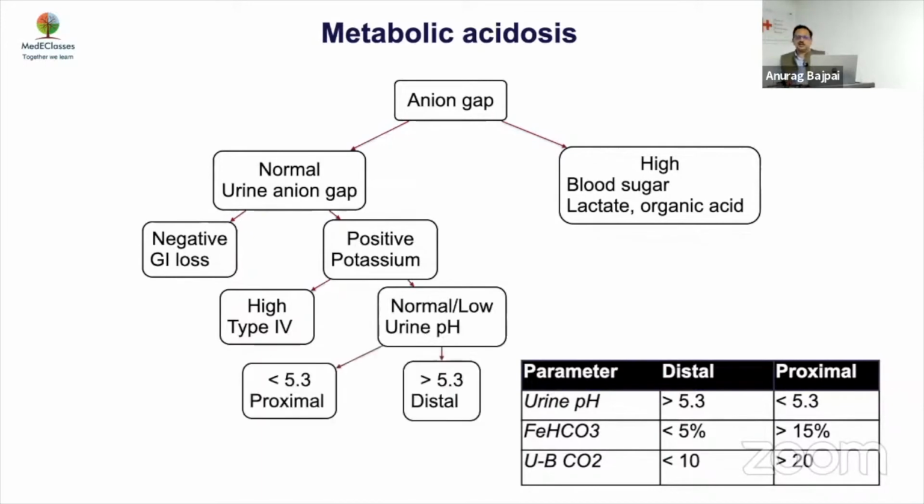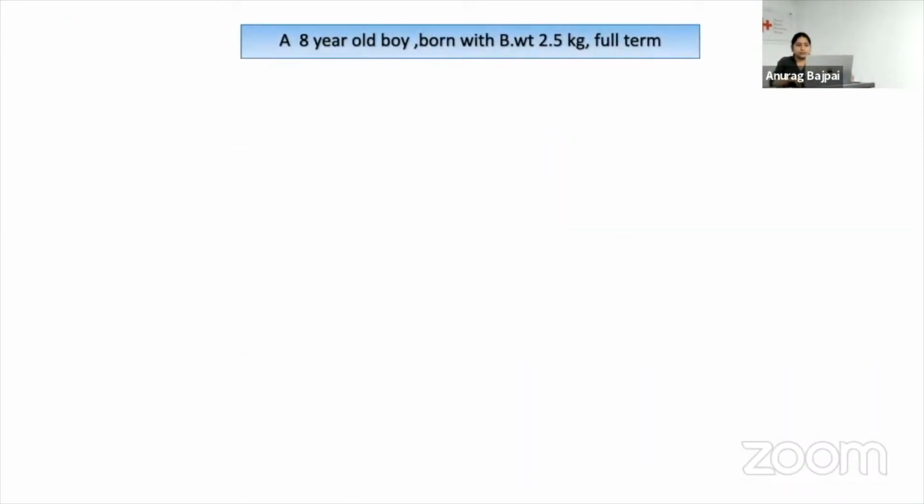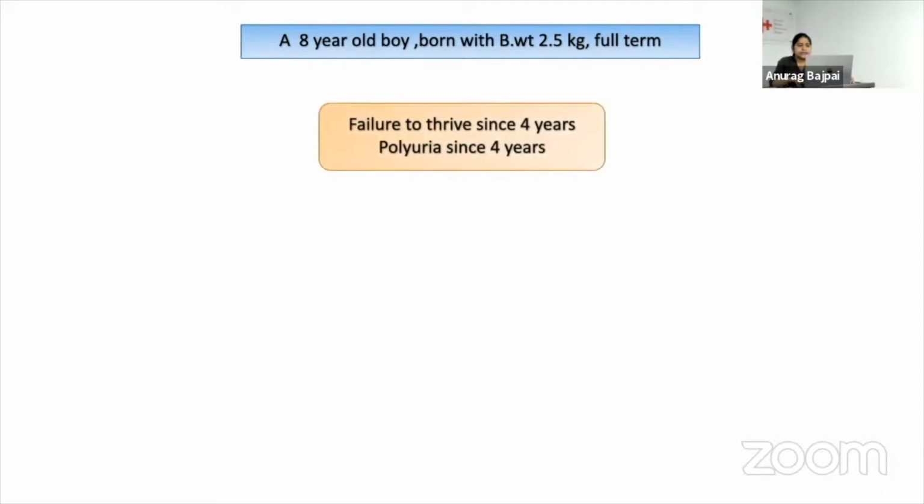An 8-year-old boy came to our OPD, and he was born with a birth weight of 2.5 kg. He was full term. It means there was no birth issue, and birth weight was quite normal. He came with a complaint of failure to thrive since 4 years, as his father noticed that he is not gaining weight and height since 4 years of age, and he is having polyuria since 4 years of age.